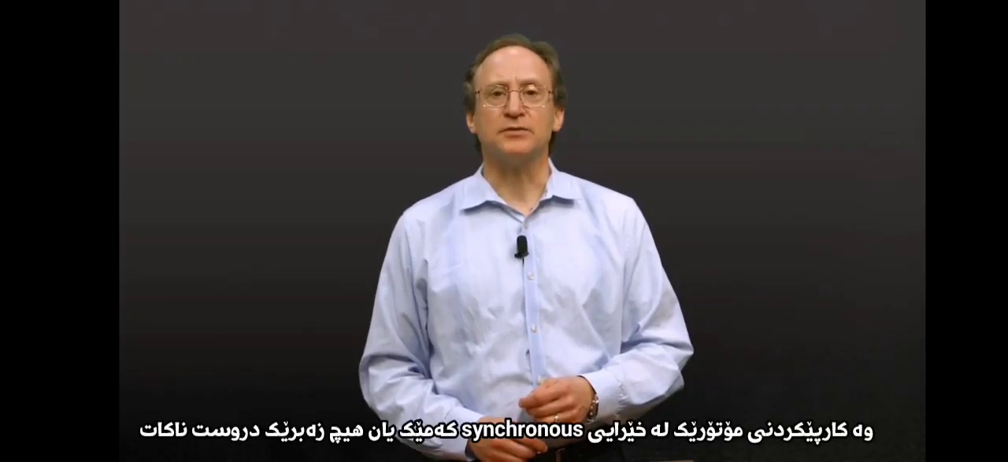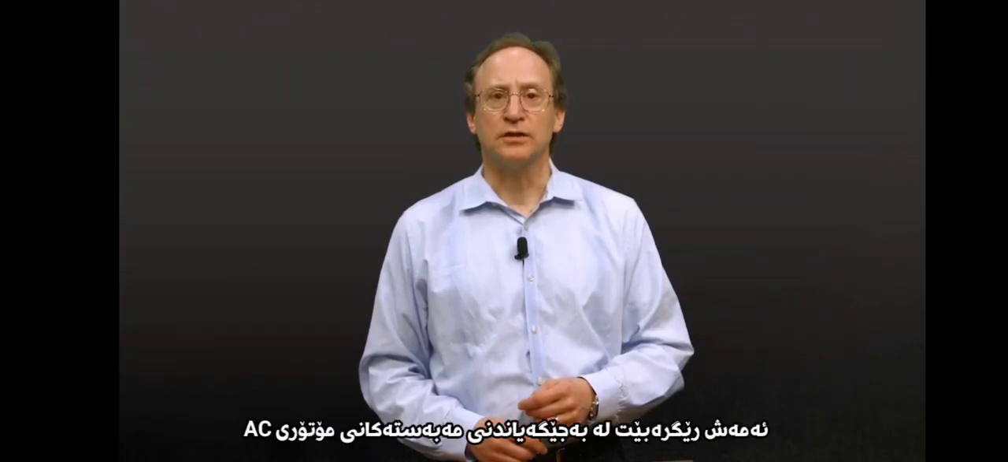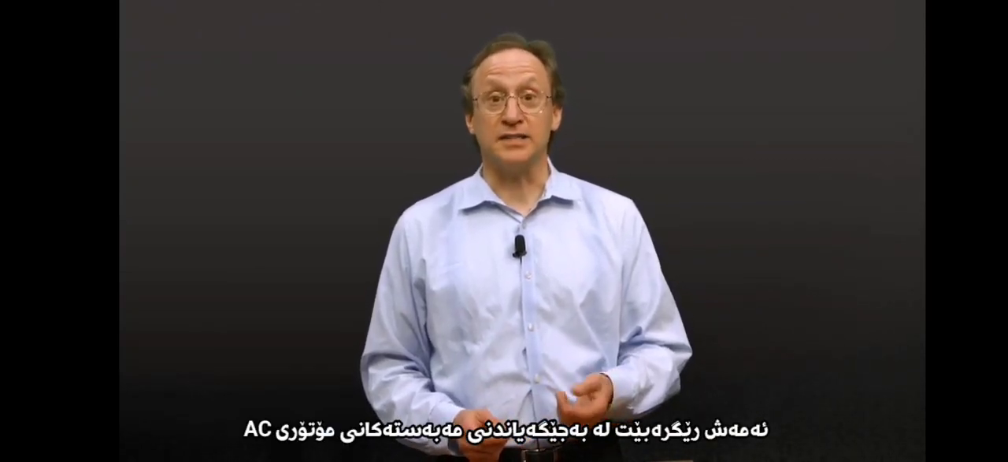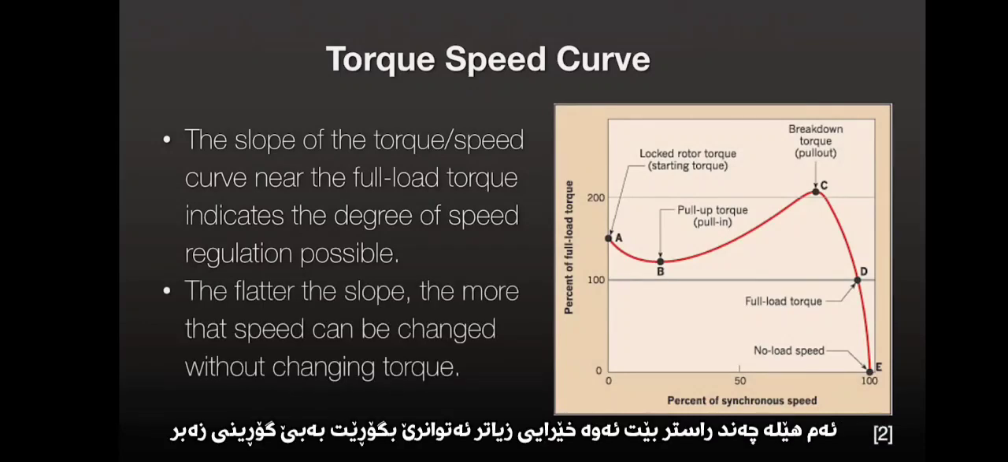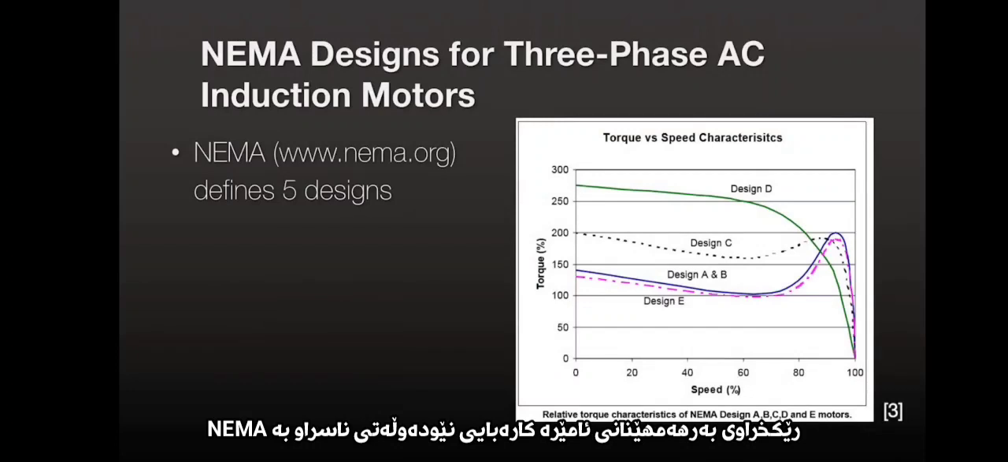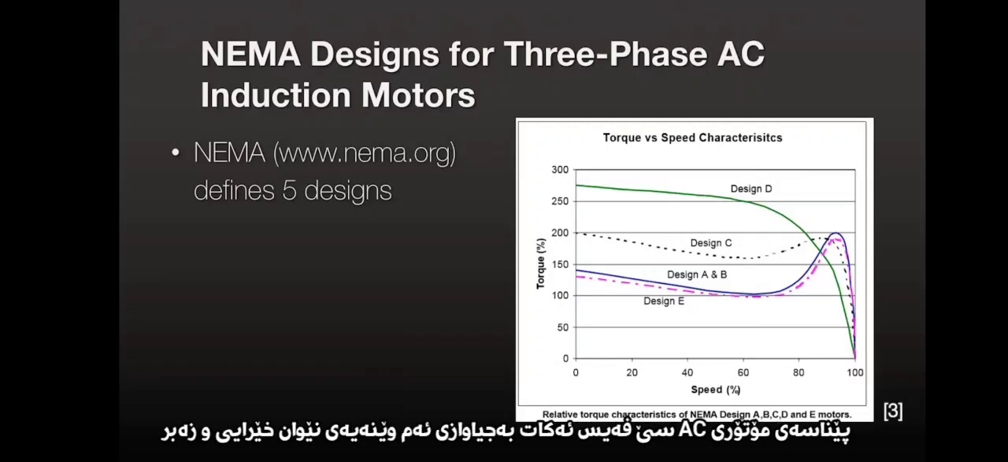Running an AC motor at the synchronous speed would produce little or no torque, which of course defeats the purpose of buying an AC motor in the first place. The slope of the torque speed curve near the full load torque indicates the degree of speed regulation possible. The flatter the slope, the more that speed can be changed without changing the torque. The National Electrical Manufacturers Association, NEMA for short, defines three-phase AC motor designs based on the torque speed curves these motors exhibit and other operational characteristics.